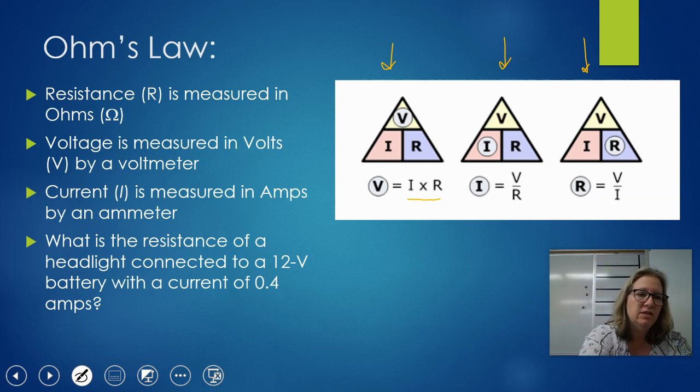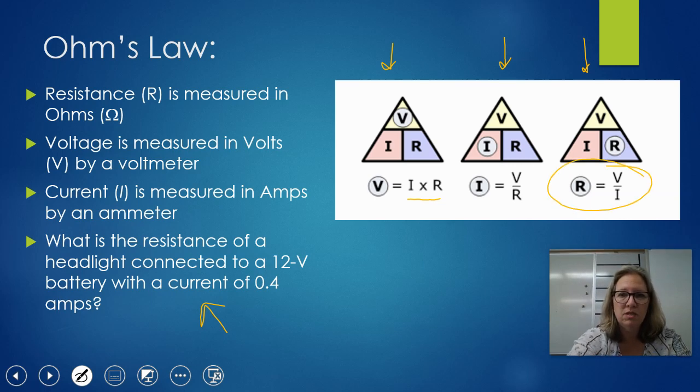Let's look at this one real quick right here. What is the resistance? So we're using this formula right here. What is the resistance of a headlight connected to a 12-volt battery, so that's our voltage, with a current of 0.4 amps? So that's the current. The volts would go up here, so that would be 12, and the current would go down there at 0.4. You divide those out and you would get 30 ohms. That's the resistance for that circuit, for that situation.